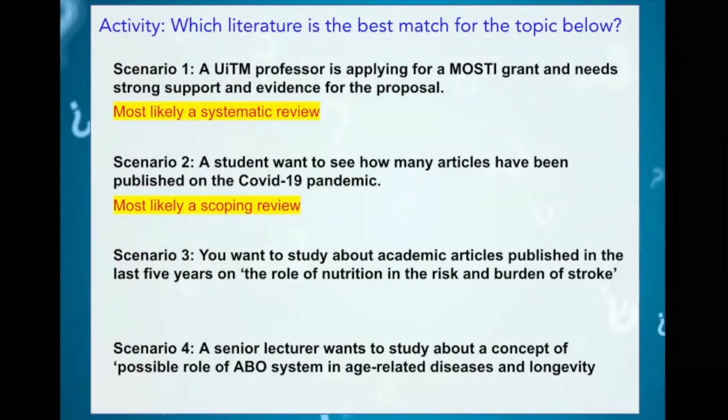And scenario number 3, you want to study academic articles published in the last 5 years with the title "The Role of Nutrition in the Risk and Burden of Strokes." So does anyone want to give an idea? What is this most likely related to? What is the literature review that is likely related?